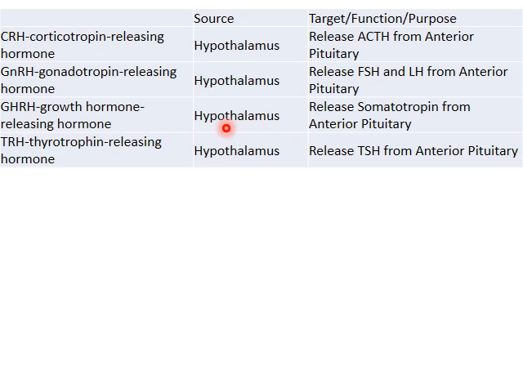So the hypothalamus releases somatotropin, ST, the equivalent of BST, from the anterior pituitary. TRH, thyrotropin releasing hormone. It's going to come from the hypothalamus, and it's going to stimulate the release of TSH, thyroid stimulating hormone, from the anterior pituitary. So you're looking at hypothalamus, anterior pituitary for this entire set.